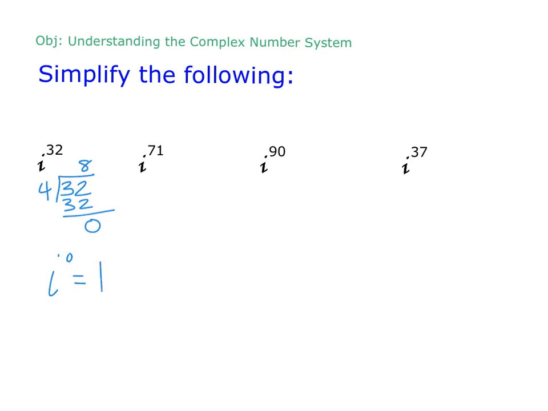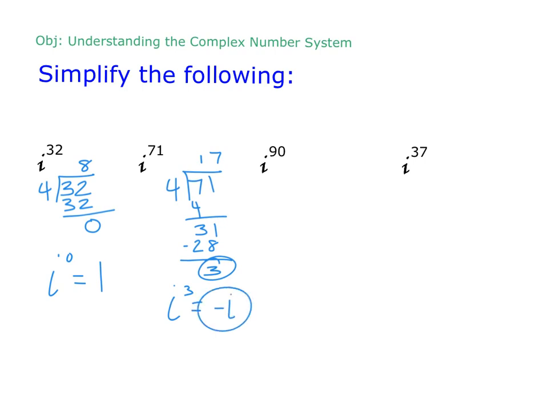i to the 71. We've got to take out all the i to the fourths. So we're going to divide 71 by 4. Let's see, 4 goes in 17 times, 4 times 17 is 68, and we have 3 left over. So we get rid of i to the fourth 17 times. So we're taking out 17 i to the fourths, and we're left with 3. There's 3 left over. So i to the third. And then what did we say i to the third equals? Negative i.